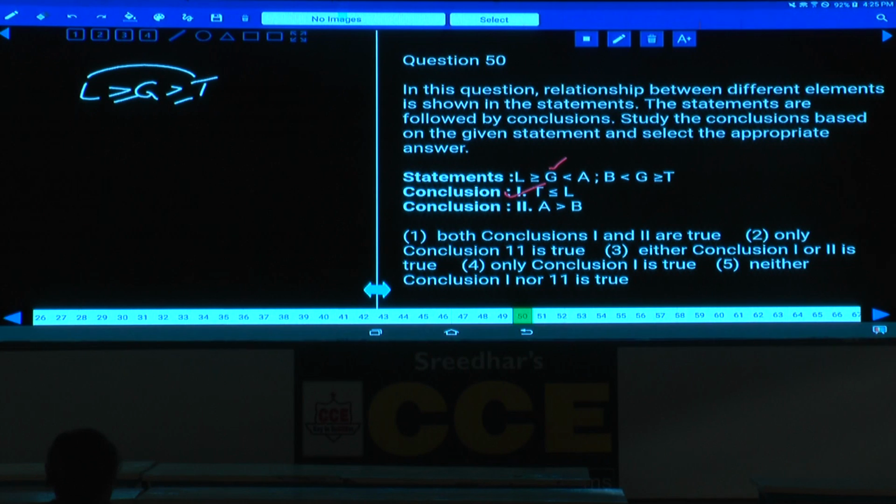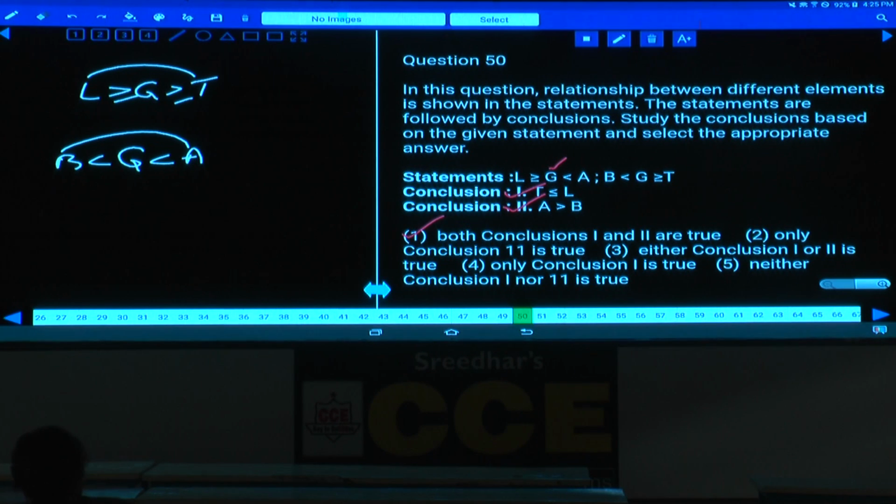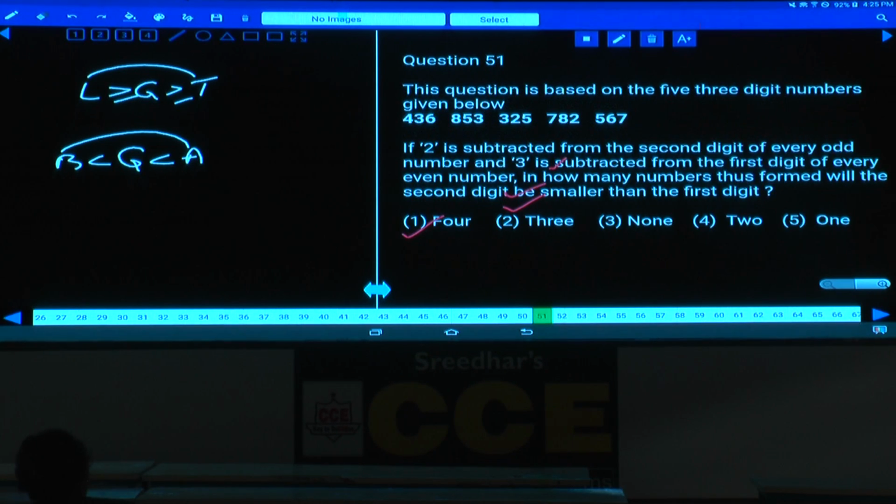Then coming to the next one, A greater than B. Now which element is common between these two? G is common. Now G lesser than A and B lesser than G. Now B lesser than G, G lesser than A. Between B and A, B lesser than A is true. A greater than B is also true. Both the conclusions follow, that is choice 1. Question number 50, choice 1.